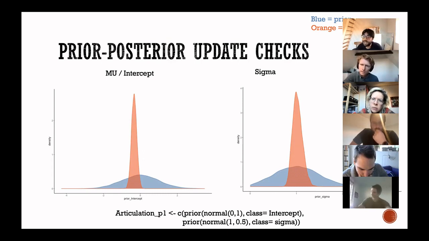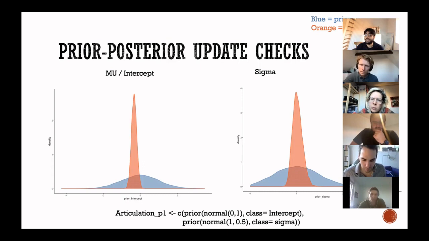When we look at sigma, again, we see roughly the same thing. Right? That the posterior has learned, the model has learned, the posterior is more pointed than the prior, and the posterior is solidly within the prior distribution, meaning that it's not pushing, it's not trying to force the hand of the prior.